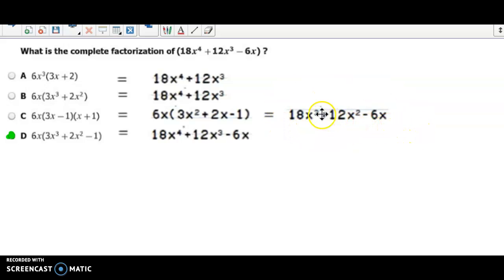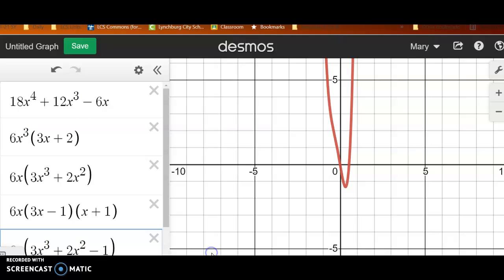Okay? Notice we don't get x to the 4th and x cubed. We get x cubed and x squared. And so the last one, if I use my distributive property, I get my answer. Let's go back to Desmos, and let's plug in all of our problems and see if we can match our answers this way.